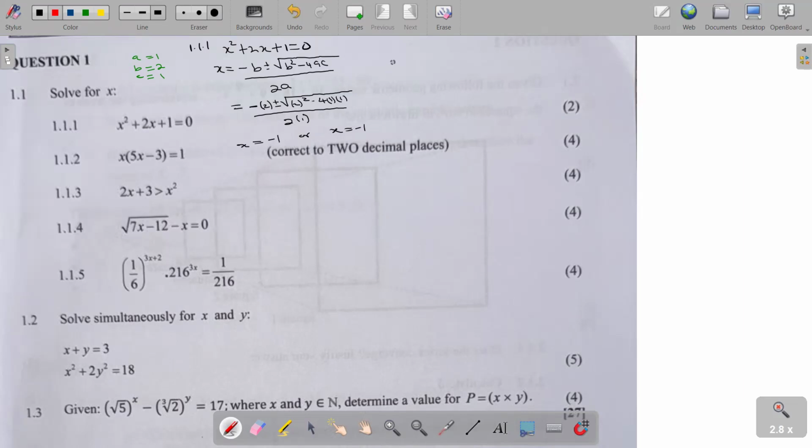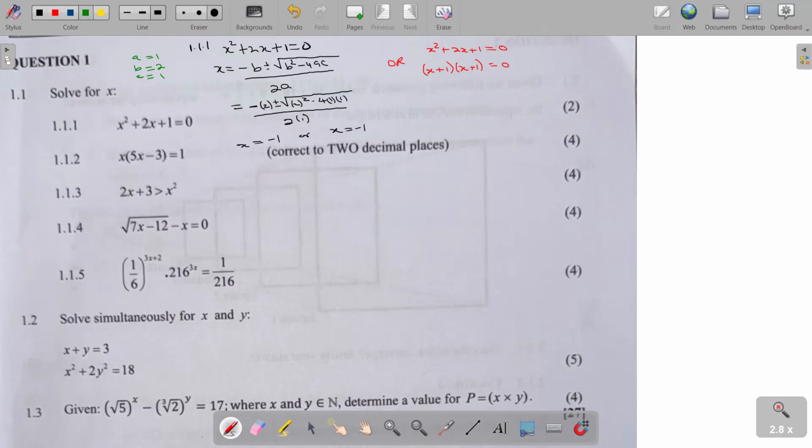Alternatively, we can use factorization. x squared plus 2x plus 1 equal to 0. Then we are going to be left with, after we factorize that, x plus 1, x plus 1 being equated to 0.